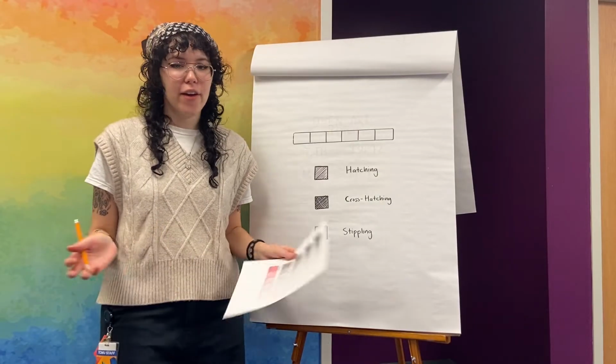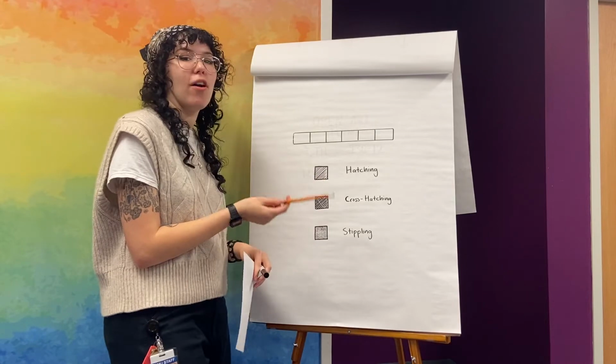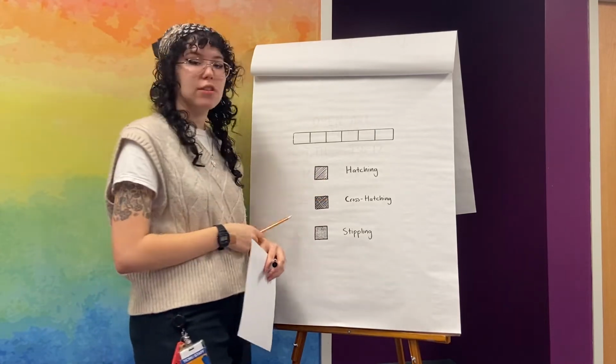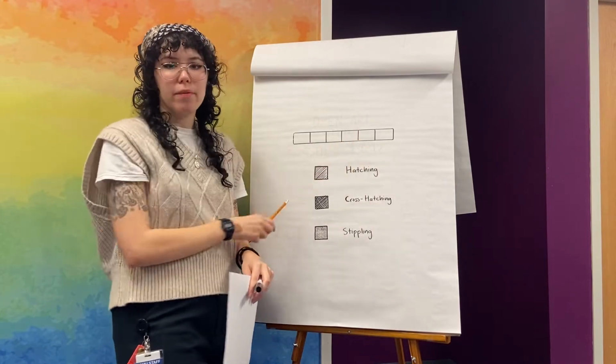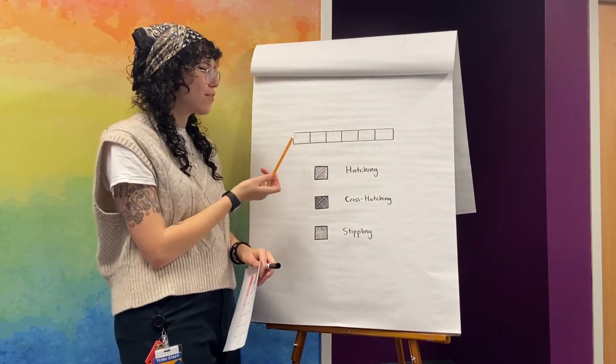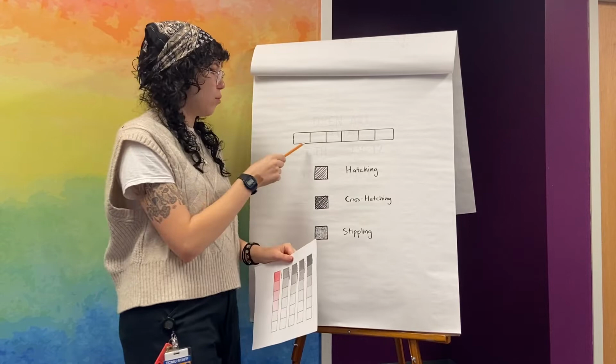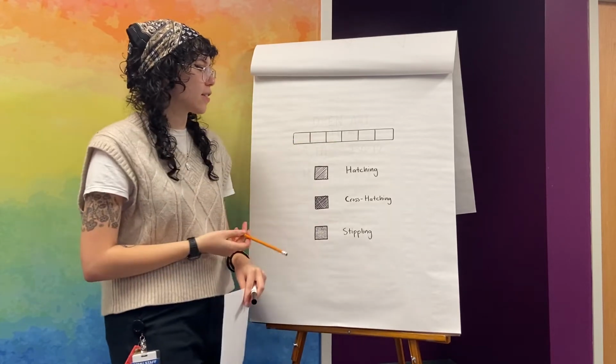All right, we're gonna try value now. And to do that, we're gonna make something called a value scale. So first thing we wanna do is either trace our ruler or draw a long rectangle at the top of our page. And then you can divide it up into 5 or 6 equal pieces. I think I did mine into 6.